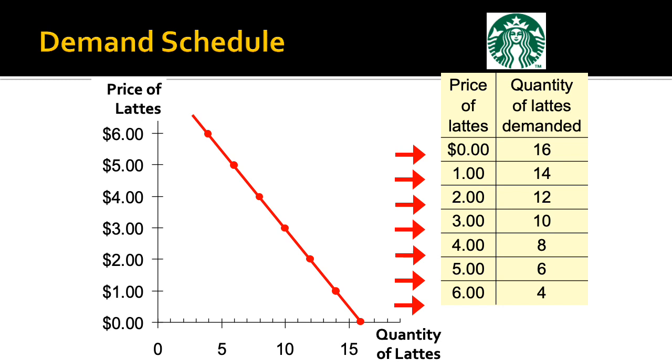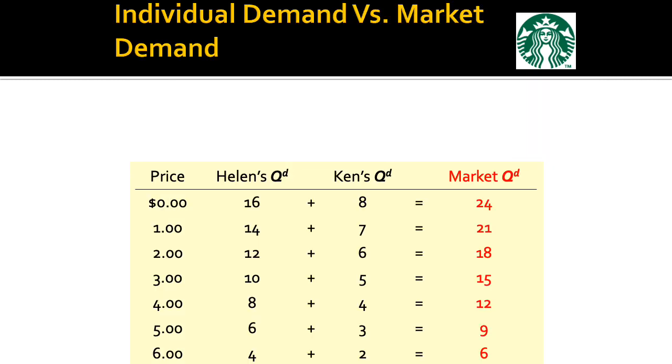So if we were to graph the preferences for Helen, when lattes are $6, she buys 5. Lattes are $5, she buys 6. And when the price of lattes becomes 0, she buys 16 units. So notice we have a downward sloping demand curve. Now this is for one individual. Well, what if we have lots of market participants?